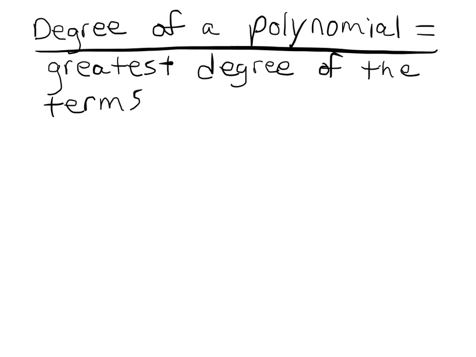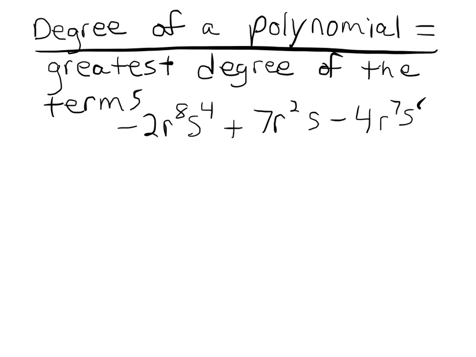So let's say I have this polynomial. Let's say I give you negative 2r to the 8th s to the 4th, and you guys are getting this down with me, plus 7r squared s minus 4, let's do r to the 7th, s to the 6th power. Okay, get that down.